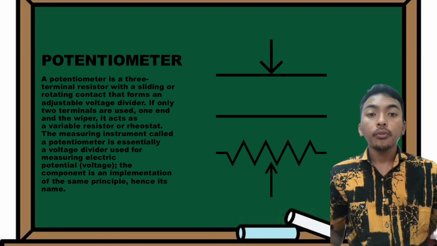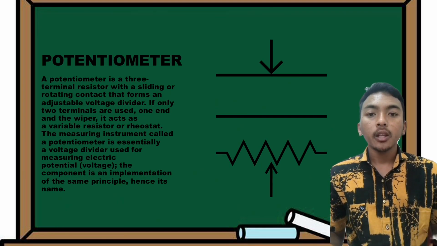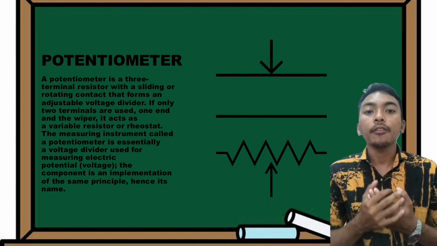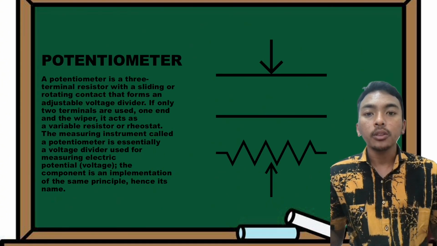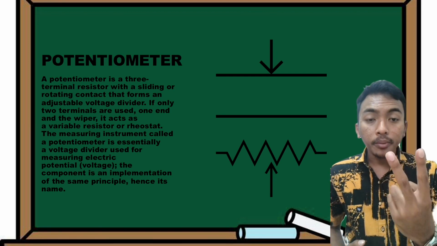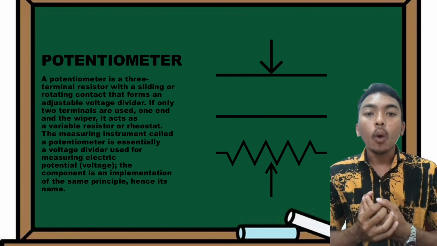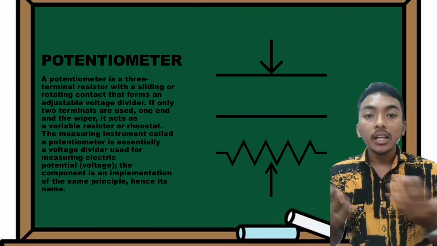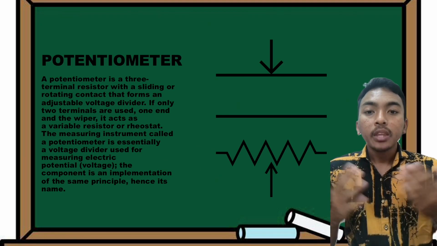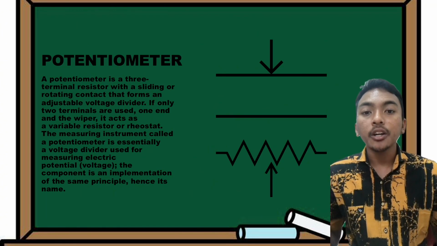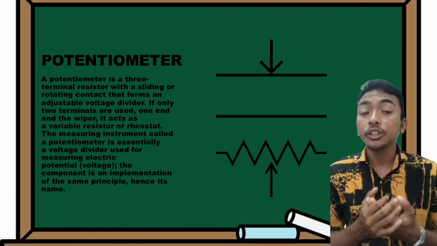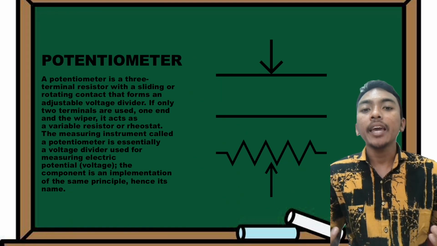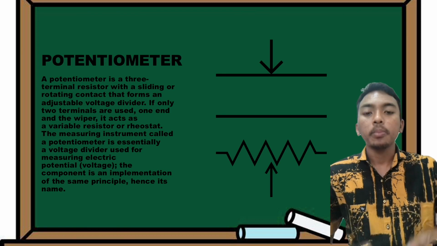And now we move to the potentiometer. A potentiometer is a three-terminal resistor with a sliding or rotating contact that forms an adjustable voltage divider. If only two terminals are used, one end and the wiper, it acts as a variable resistor or rheostat. The measuring instrument called a potentiometer is essentially a voltage divider used for measuring electric potential voltage. The component is an implementation of the same principle, hence its name.